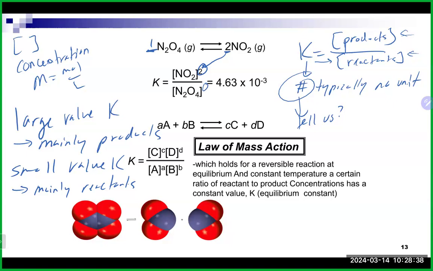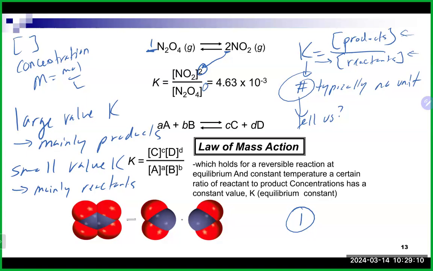So what is a large value? What is a small value? Well, a large value is that big number of, frankly, 1. So anything above 1 is considered a large value of K. Anything less than 1 is considered a small value of K. So this number that we have up here would be considered a small value of K, which means when we reach equilibrium, would we mainly expect reactants or products? We mainly expect reactants in this case because of the small value of K.